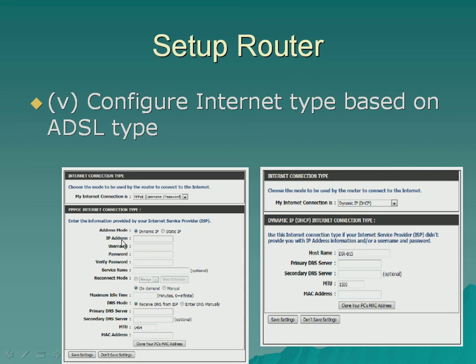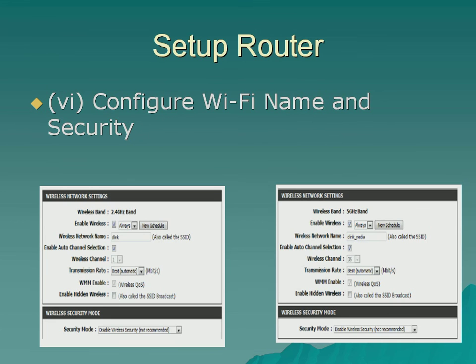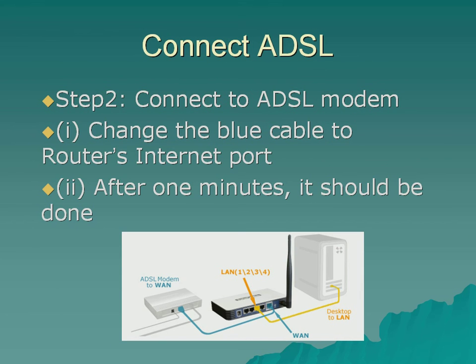After choosing the correct setting, you can configure your Wi-Fi LAN and the security. You can see the 2.4 GHz and the 5 GHz. Then you will see the wireless network name and the security. You can choose it by yourself. After that, I think the router setup is done.